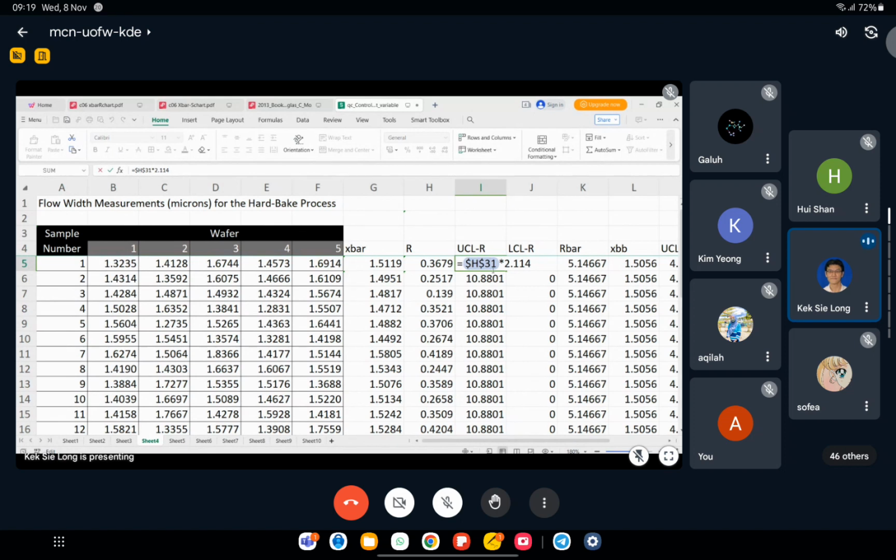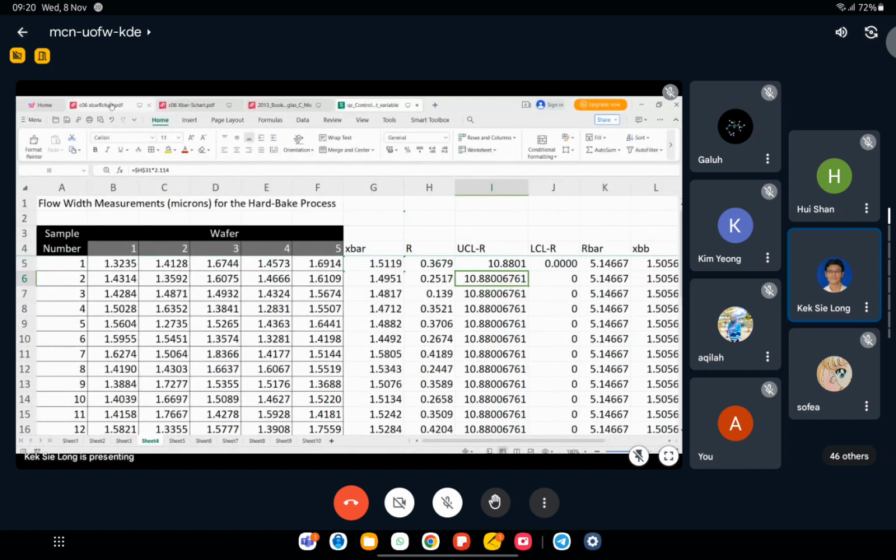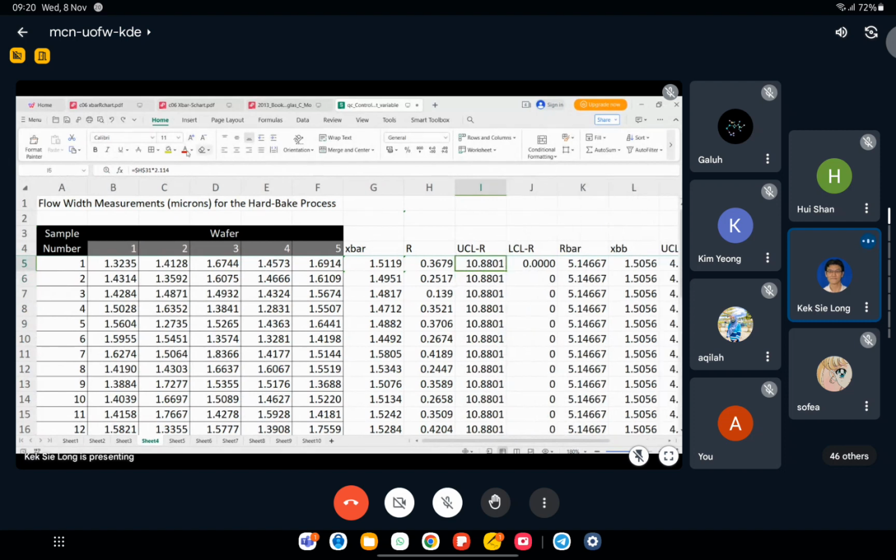If not, then when we drag the value to the next column or to the next cell, to the next position, $31 will become $32. So we don't want that, we want to fix the value. Okay, in other words, this is a constant. We don't want this constant to change the value. So put the dollar notation. Okay, this is for UCL. And then for LCL.